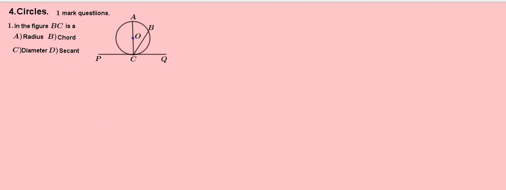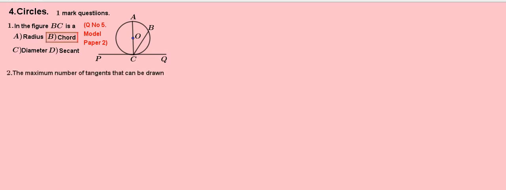We know that the line segment which joins any 2 points on the circumference of the circle is a chord. In this figure, the line segment BC joins 2 points B and C which are on the circumference of the circle with center O. So option B is correct answer.